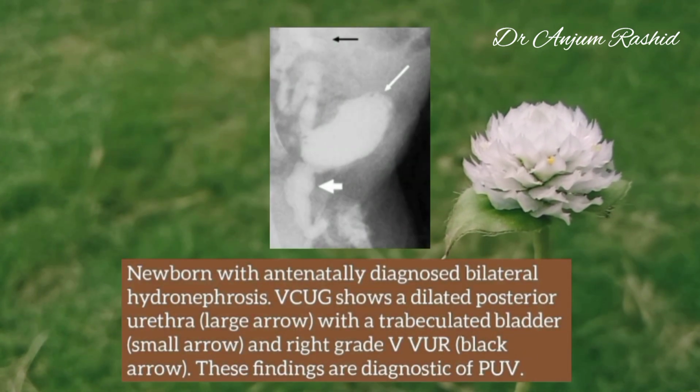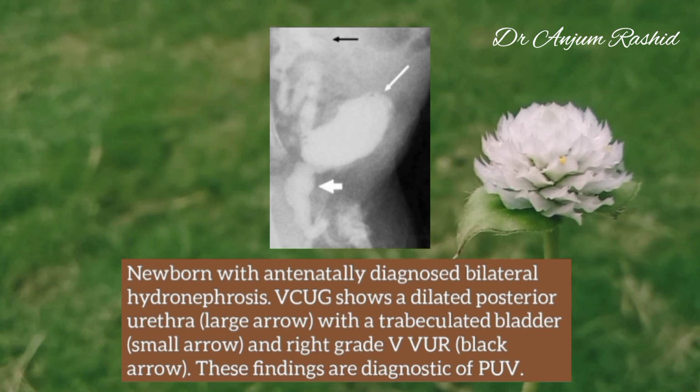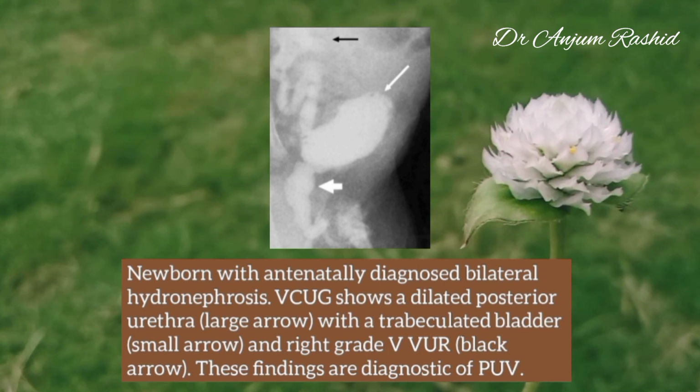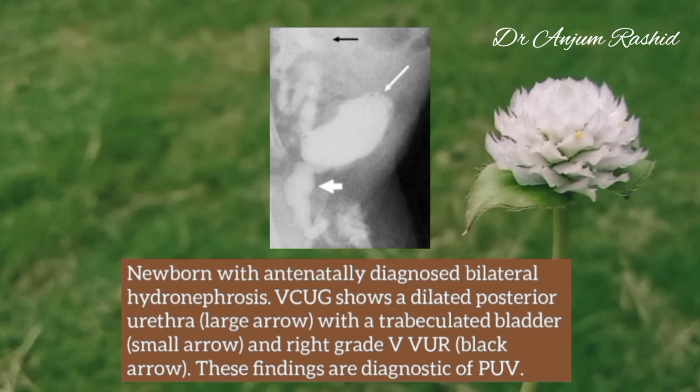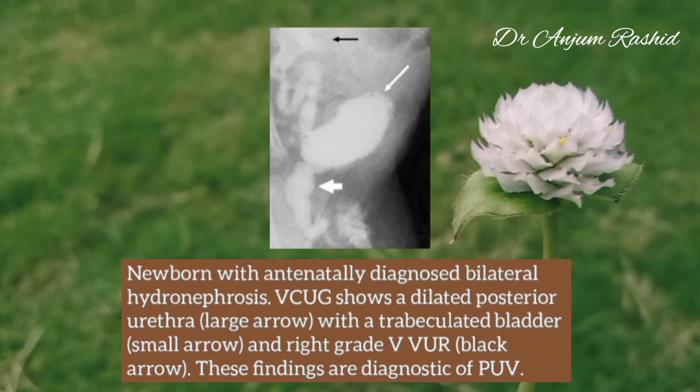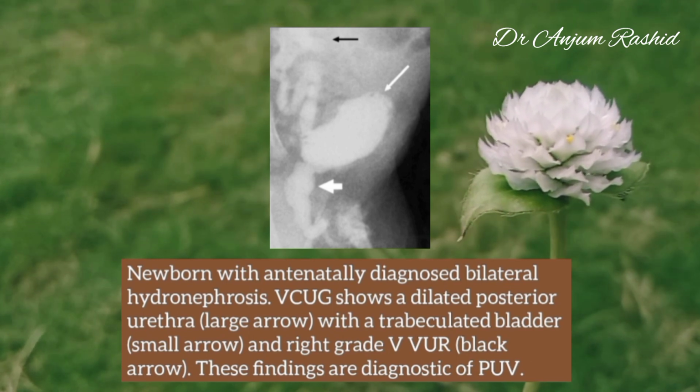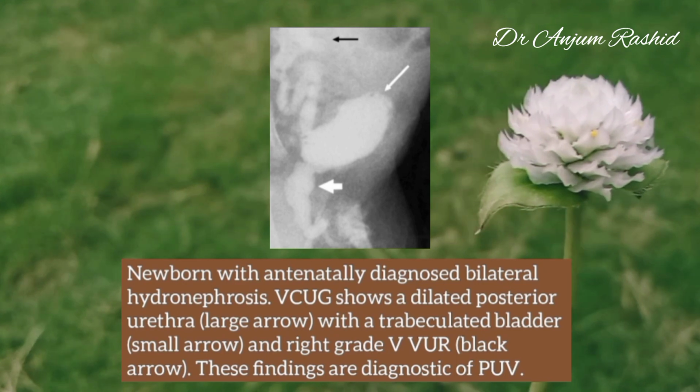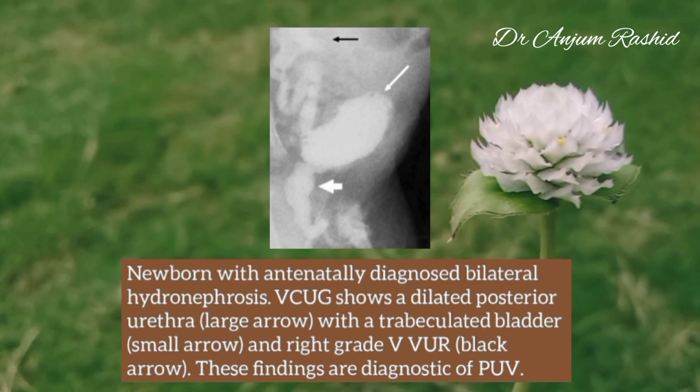Now, next is a neonate with antenatally diagnosed bilateral hydronephrosis. VCUG shows a dilated posterior urethra with a trabeculated bladder and right grade 5 VUR. These findings are diagnostic of posterior urethral valves.